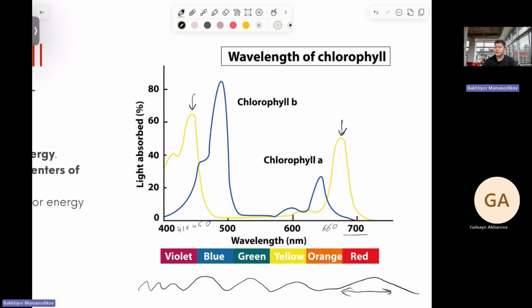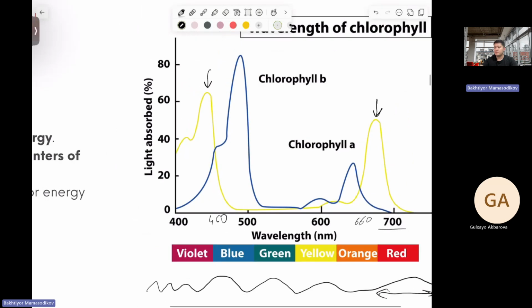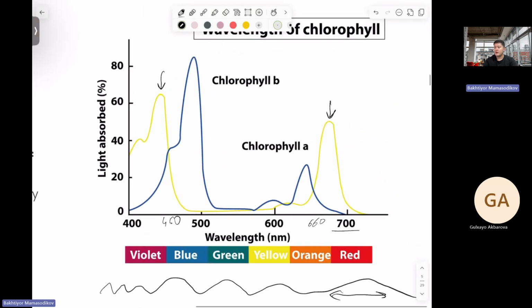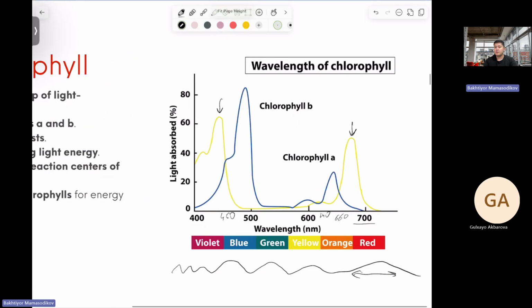And for chlorophyll B, as you can see, this peak starts where? Around 450 and finishes at 500 nanometers. This is the peak of chlorophyll B, which absorbs the blue light. And here you can also see a peak between 640 and 660. This is the chlorophyll B peak.